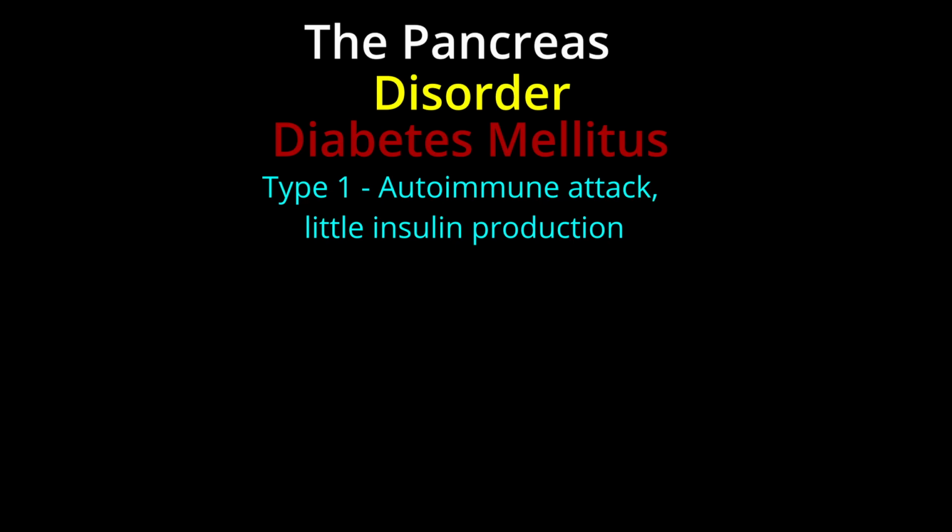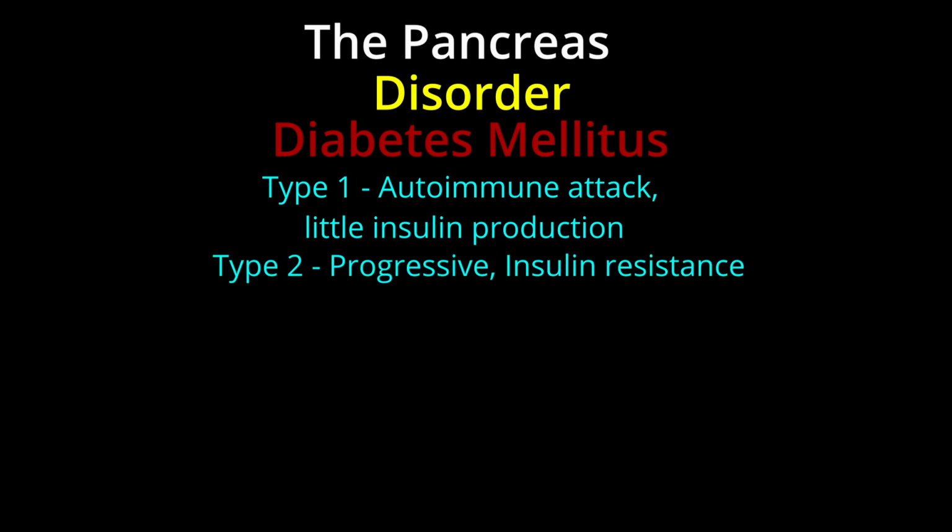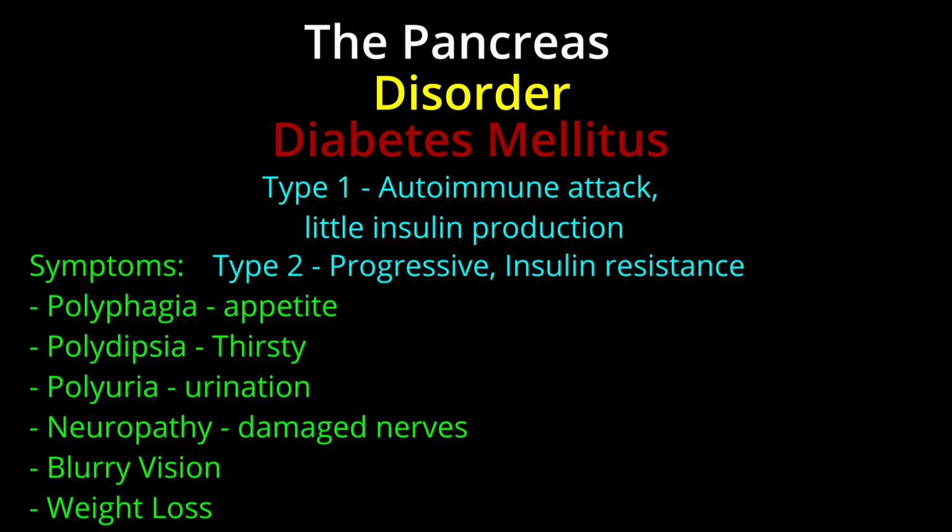The disorder is diabetes mellitus, having type 1 diabetes and type 2 diabetes. Type 1 is autoimmune and does not make sufficient insulin, usually found in children. Type 2 is progressive and causes insulin resistance. Some symptoms are polyphagia, polydipsia, polyuria, neuropathy, blurred vision, and weight loss.